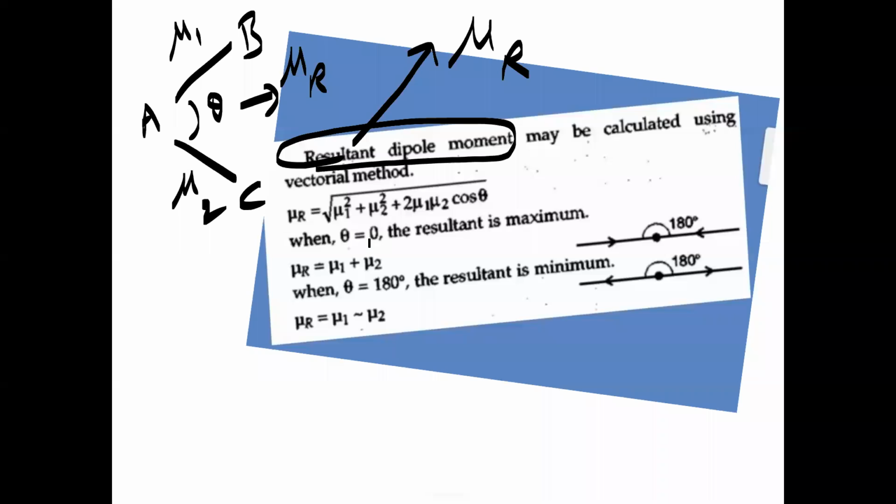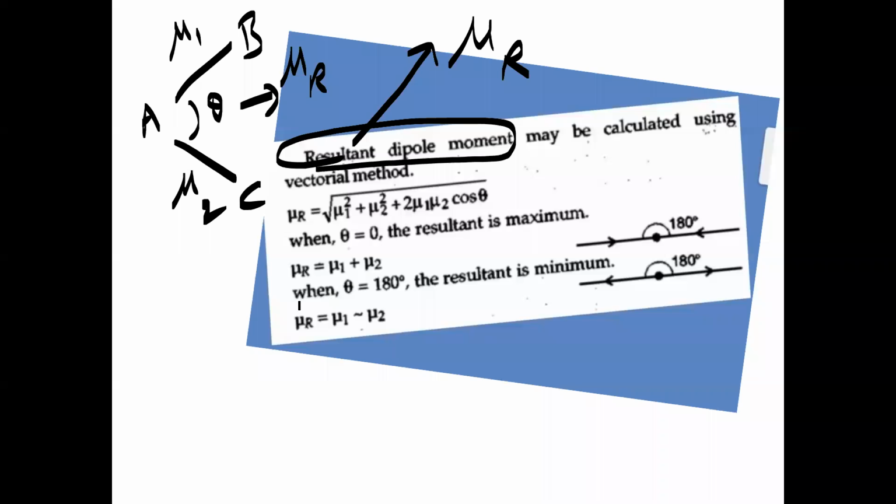When theta is equal to 0, that is, when there is no angle between the two bonds, the resultant dipole moment is maximum. Here cos theta means cos 0, so the value is 1, and mu r is under root mu1 square plus mu2 square plus 2 mu1 mu2, so mu r will be equal to mu1 plus mu2. The mu r will be maximum if theta is 0.